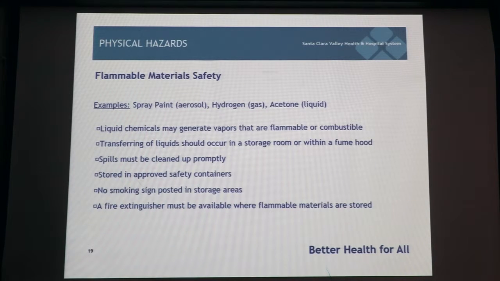Flammable materials, examples are spray paint or aerosols, hydrogen gas, acetone. These are chemicals that can generate vapors that are flammable or combustible. Transferring of liquids should occur in a storage room or within a fume hood. Need to clean up spills promptly. Only use approved safety containers. There need to be no smoking signs and a fire extinguisher.